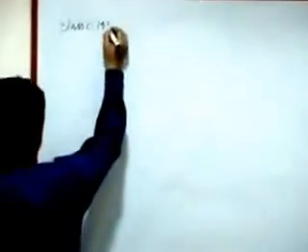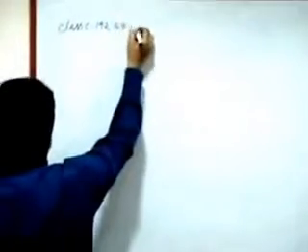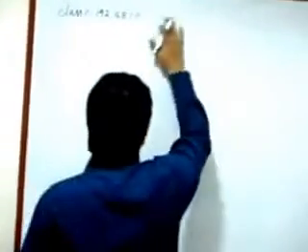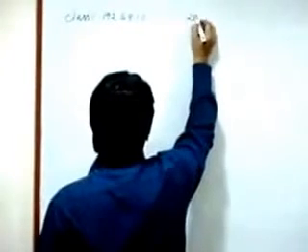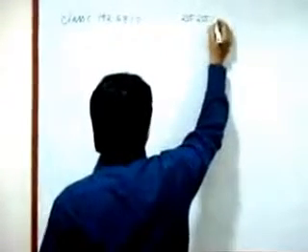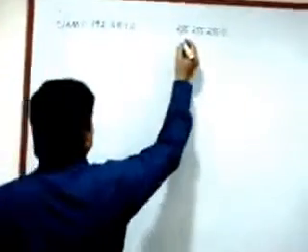For example, the network 192.168.1.0 and the subnet mask for this class C network is 255.255.255.0. Three network portions and one host portion. So how do we get this 255? We have already seen 2 power 0, 2 power 1, 2 power 2, 2 power 3, 2 power 4, 2 power 5, 2 power 6, 2 power 7.